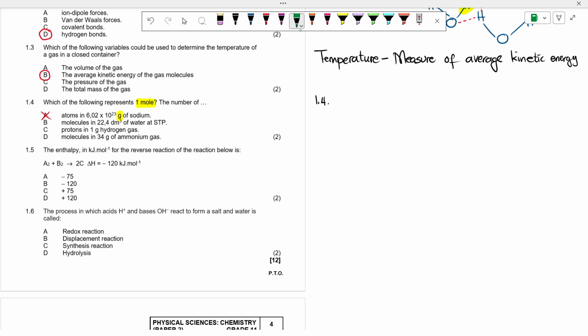1 mole is represented by the number of protons in 1 gram of hydrogen gas. Number of protons in 1 gram of hydrogen gas. What do we think about that one? I don't really understand that one. Snanhlanhla, can you come in, please? What's your idea? Let's say you're in a test and you get this option here.